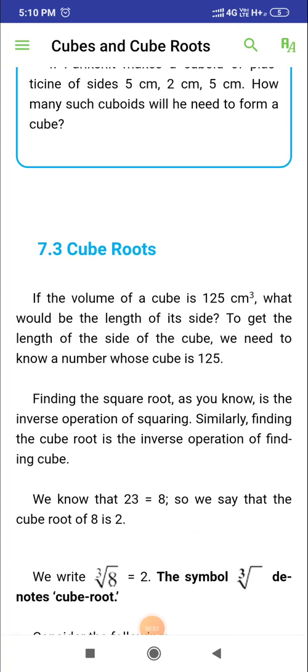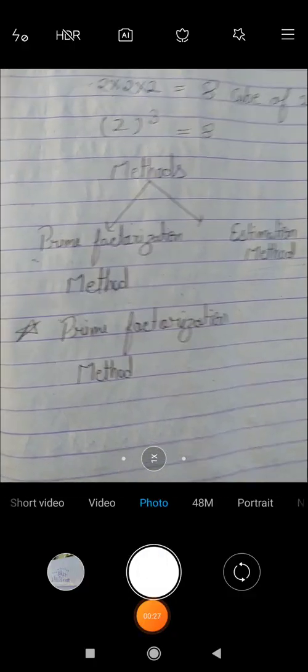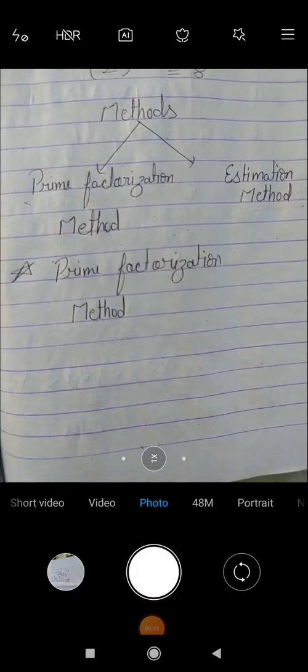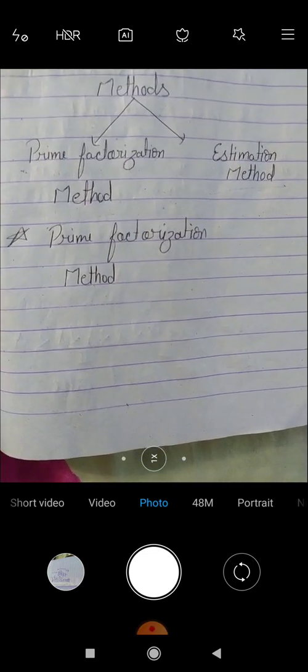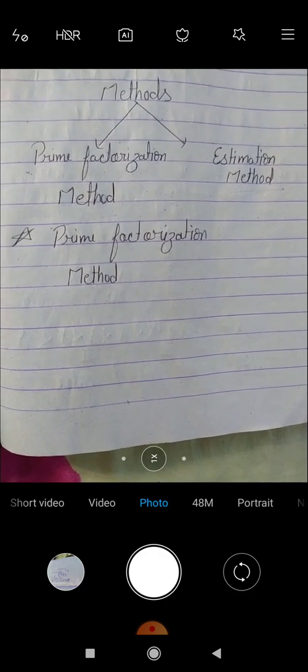Hello students, in this video we will learn about the cube roots of numbers and we will solve exercise 4.2. So let's start our video with our first topic, methods to find the cube root of numbers. There are basically two methods to find the cube root of a number: the first method is the prime factorization method and the second method is the estimation method.